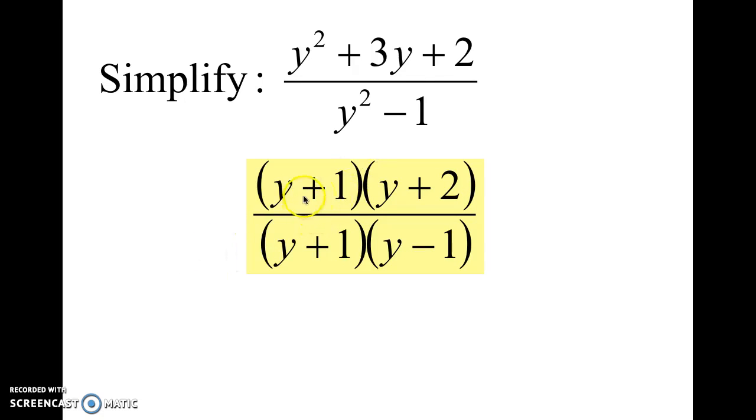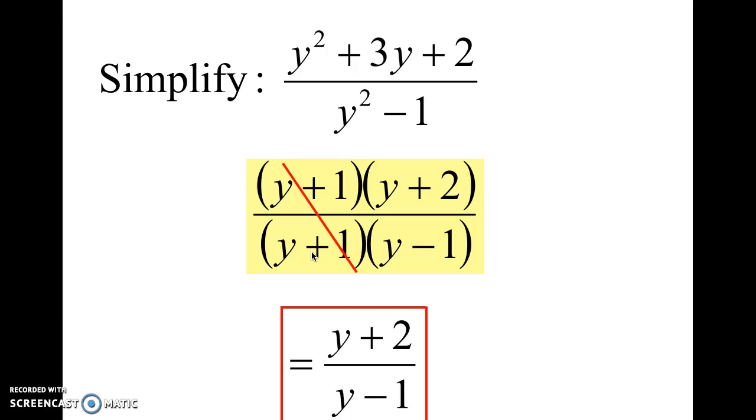Look at this. y plus 1 and y plus 2 are the factors of the numerator. y plus 1 and y minus 1 are the factors of the denominator. Both of them have y plus 1 as a factor. So we can cancel that one out. Therefore, what's left would be y plus 2 all over y minus 1.